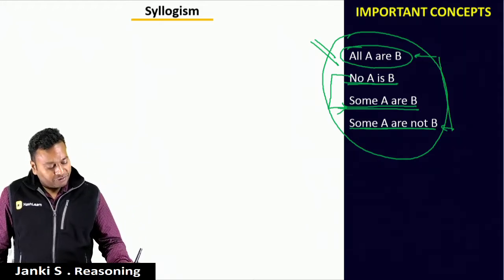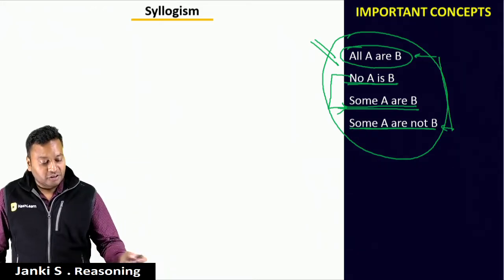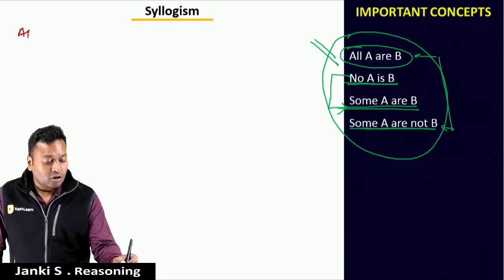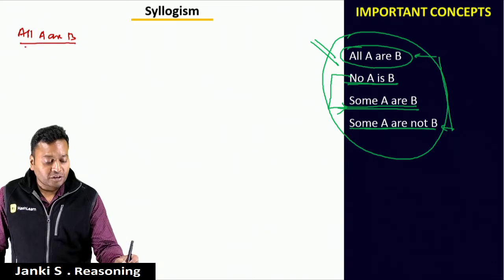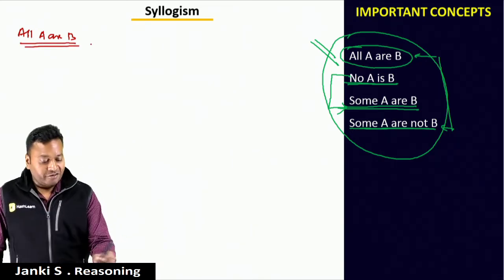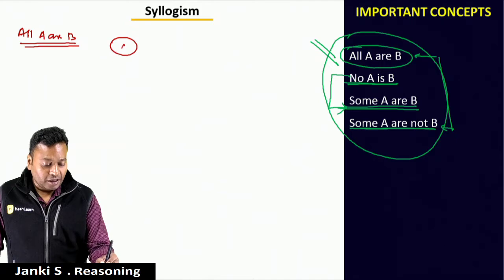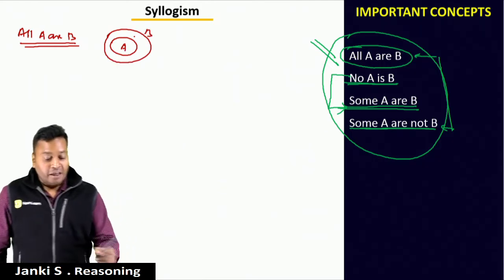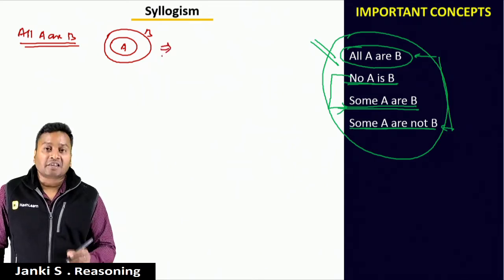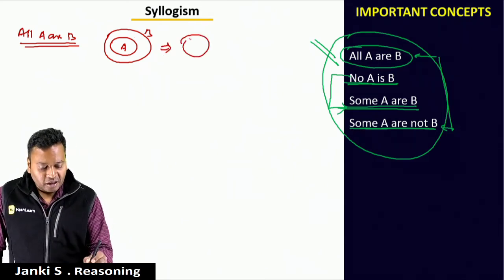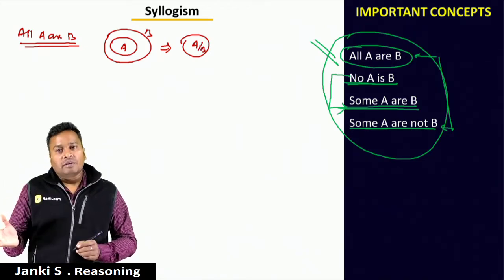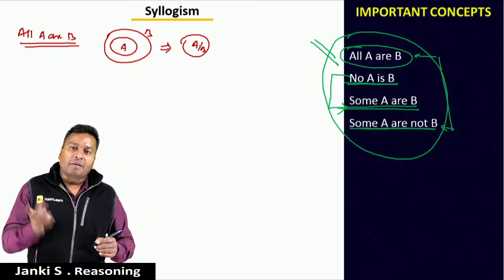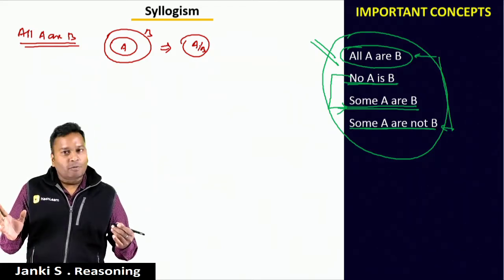So let's talk about the figures now. The first condition was all A are B, right? What was the diagram for this? Let's try to identify. My diagram was A inside B, right? So that is all A are B. It can also be represented as A and B being the same, right? So either A is completely inside B, or both of them are the same.